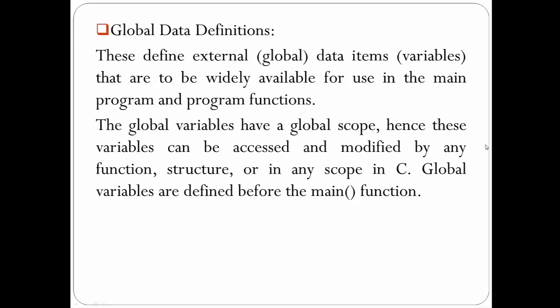The next section is global data definition. These define external or global data items, which are also called variables, that are to be widely available for use in the main program and program functions. Global variables have a global scope, meaning these variables can be accessed and modified by any function, structure, or in any scope in C. Global variables are defined before the main function.